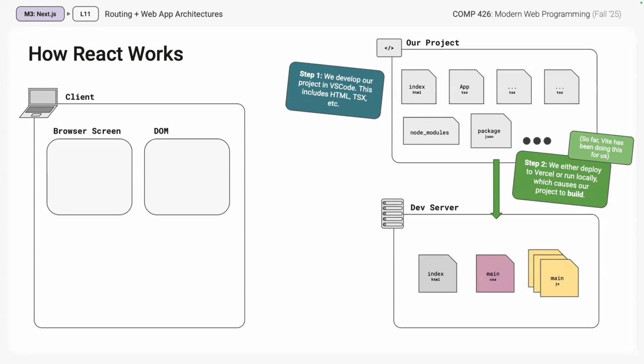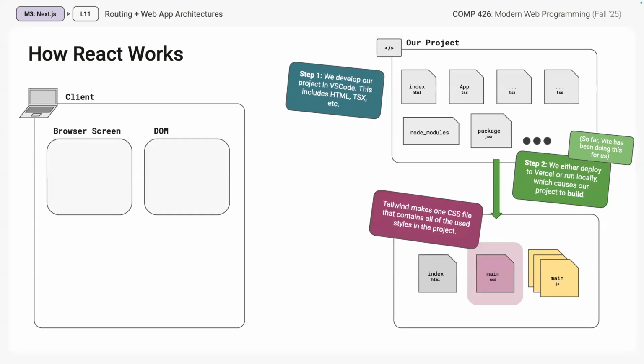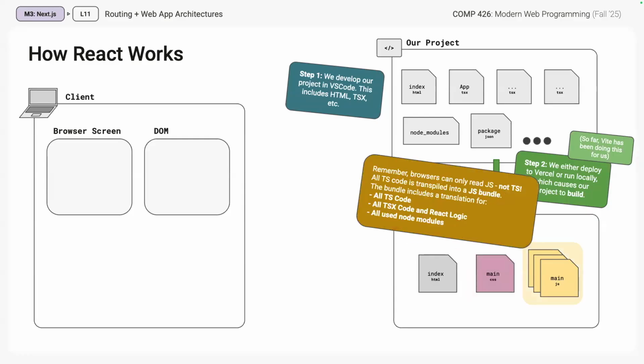And what this does is it takes all of our TypeScript code and converts it into JavaScript. If we had some Tailwind, it will write a CSS file for us, so that ultimately, even though we're using all these very nice tools when we're developing our app, in the end, our app is still HTML, CSS, and JavaScript once it gets to the server. So you can see here again, Tailwind makes one CSS file.